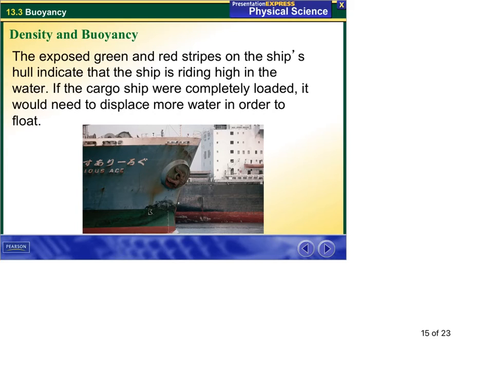An example is a ship that has little markings on it to show how far it is riding above the water.